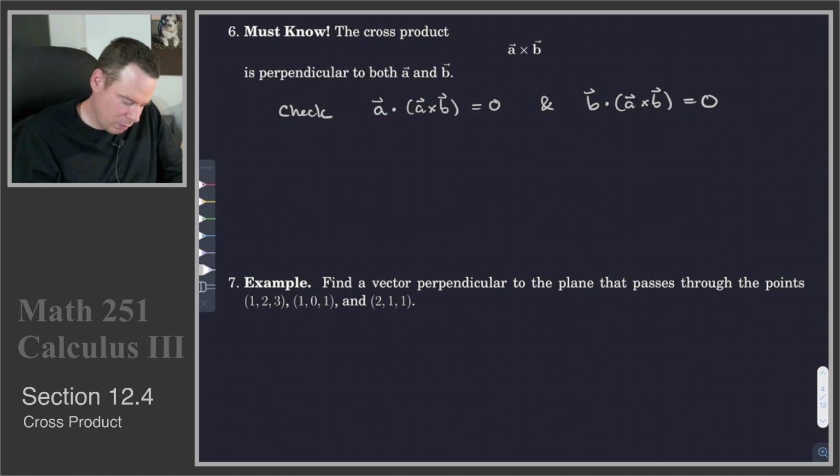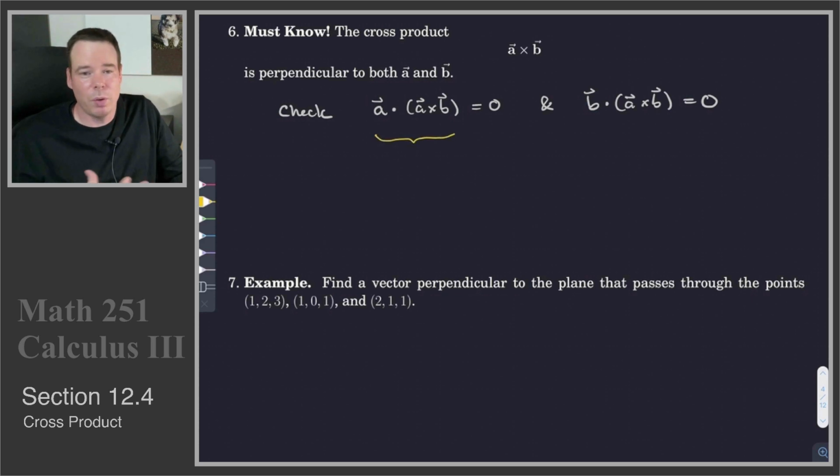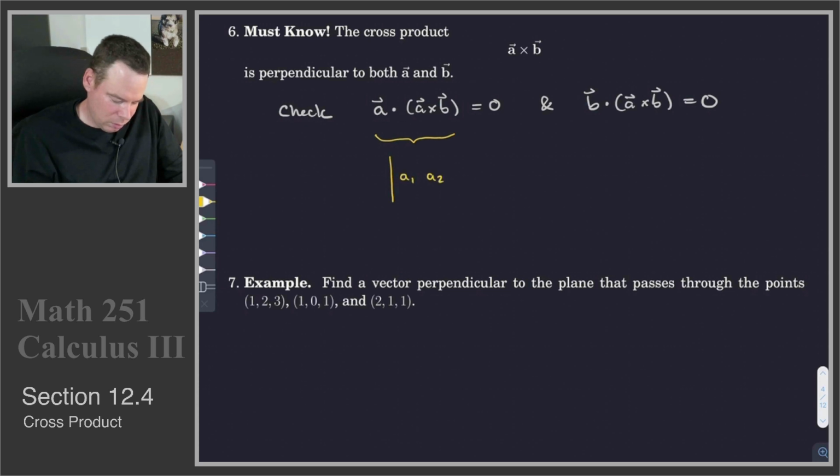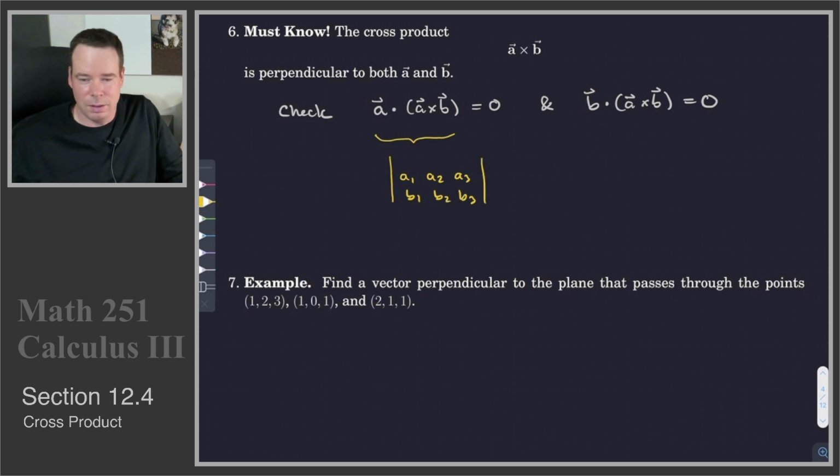If we use our memory device on this, you can go ahead and write out the components for these and do this calculation, but I just want to write out what this would be. So for A dot A cross B, in the A cross B we've got A1, A2, A3, B1, B2, B3, with the i hat, j hat, k hat in the top row. We compute the cross product and get the individual components, the one with the i hat component, one with the j hat component, and one with the k hat component.